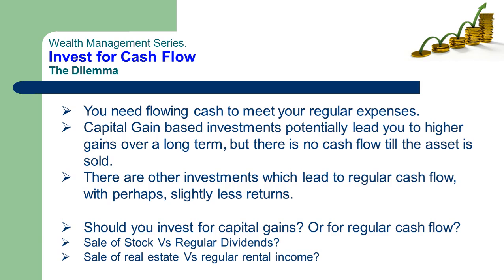And there are other investments which we call cash flow investments, which lead to regular cash flow, which perhaps give you slightly lesser returns, but have the advantage that the cash is continuously flowing in and flowing out. So the dilemma for an investor is as follows. Should he or she invest for capital gains or for regular cash flow? So let's take a couple of examples. For example, if you are regular in buying equity funds or stocks from the market, then should you really look at the sale of a stock, or should you opt for investing for regular dividends that you would get from the stocks? And this is a subtle difference.